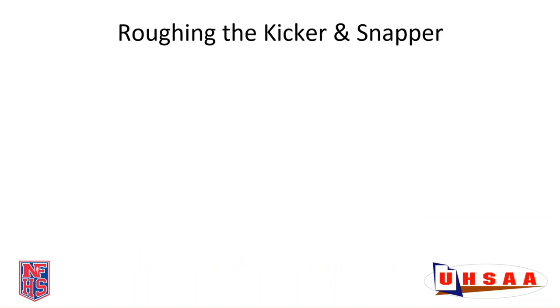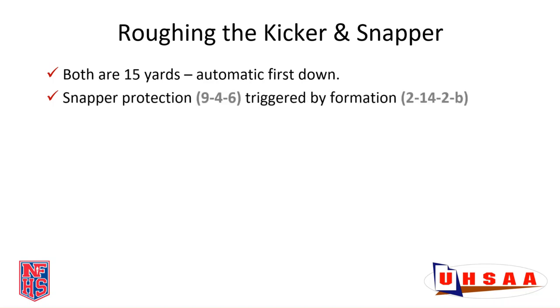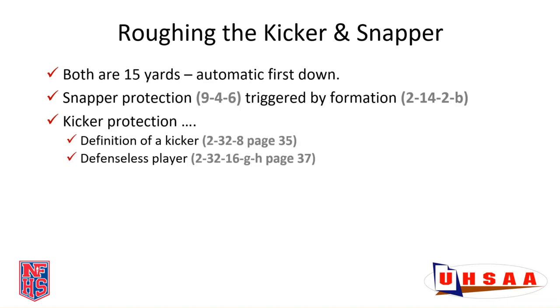Let's look at roughing the kicker and snapper. Both penalties are 15-yard automatic first down fouls. Snapper protection is triggered by formation, as we covered earlier, 214-2B. Kicker protection is covered by these two rules: the definition of what a kicker is and defenseless player articles G and H. Look at these two.